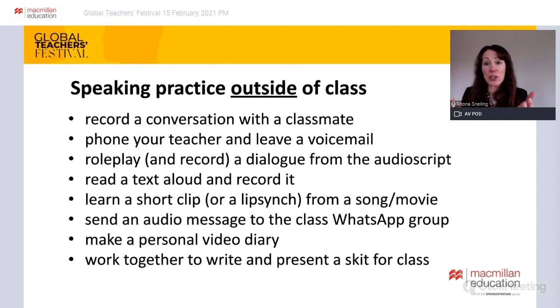And I imagine most of your class sizes aren't always small. So if you've got a bigger class, this is a really nice way of getting to know that individual student, finding out a bit more about them.